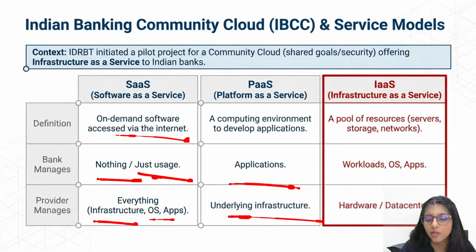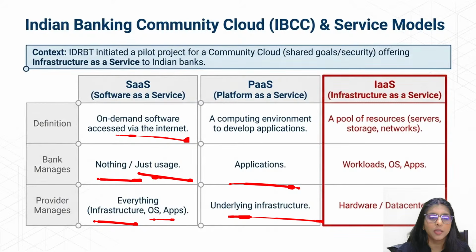Then IaaS, infrastructure as a service, which is a pool of resources: servers, storage, network. The bank manages workloads, OS and apps, while the provider handles the hardware and data center. Example: a bank renting a virtual server and installing its own banking software. So we have three models of community cloud: SaaS, PaaS, and IaaS. SaaS is software as a service, PaaS is platform as a service, IaaS is infrastructure as a service.